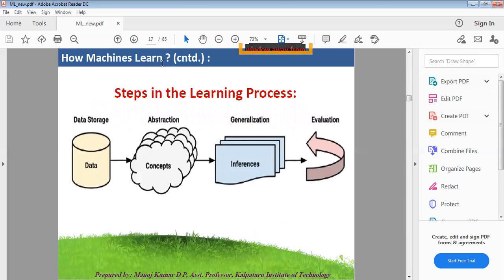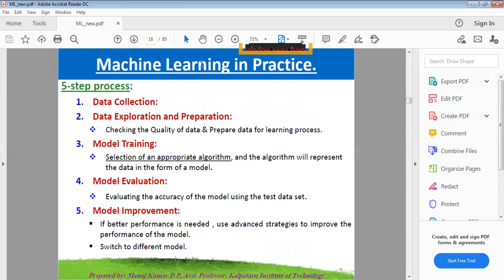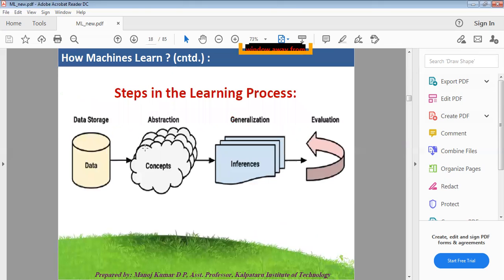So steps of how a machine learns, steps of data learning. First store the data. Then you make it abstracted. After that you take the generalization and next goes the evaluation. So machine learning in practice is a 5 step process. First is data storage, that is collection. From here it is derived: storage, abstraction, generalization, and evaluation.